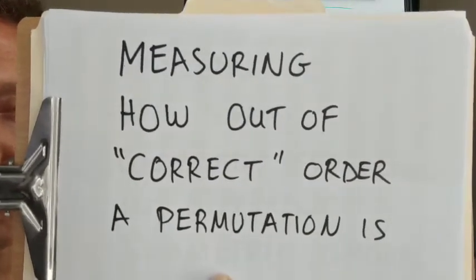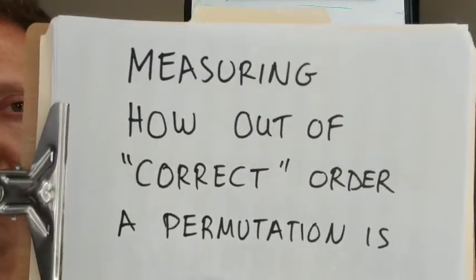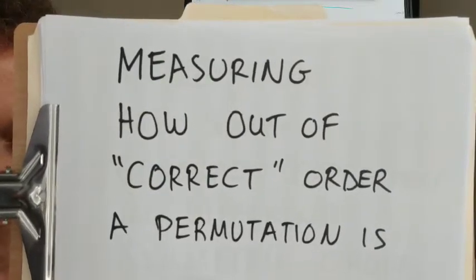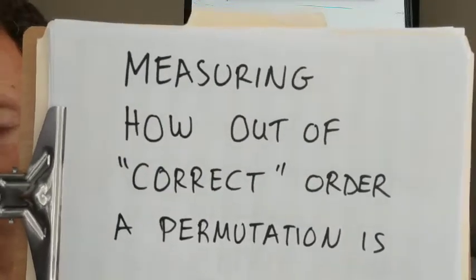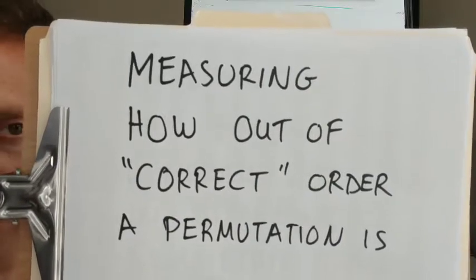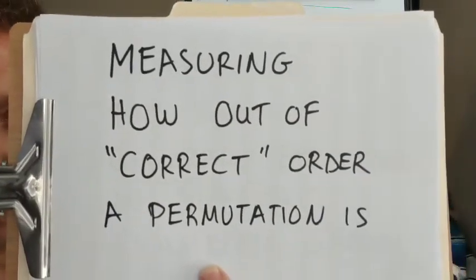So it can be useful to measure how out of order the letters in a permutation are, to say how close to the identity it is or how far from the identity it is. There are a couple different ways to do this.